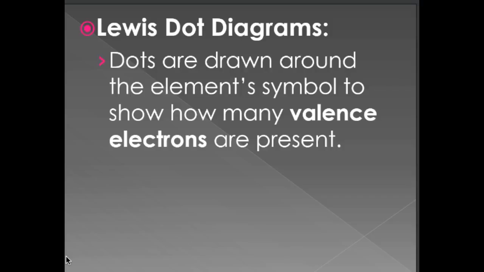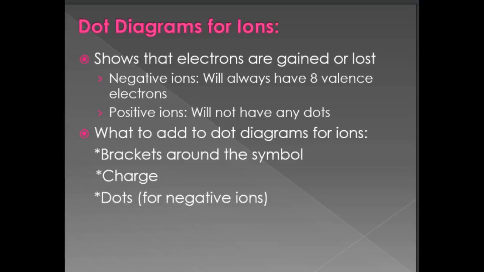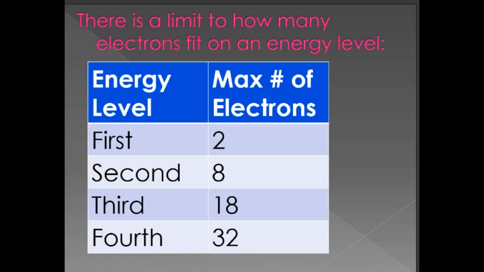We can represent the number of valence electrons in an atom by drawing something called a Lewis dot diagram. In a Lewis dot diagram, you draw the symbol and how many valence electrons are present around that symbol. For ions, we're going to show how many electrons are gained or lost. Negative ions are going to gain electrons, so we're going to show 8 electrons around the atom. Positive ions are going to lose electrons, so we're not going to draw any dots around the atom. When we draw ions, we're going to draw brackets around the symbol. We're going to put a charge, and we're going to put dots to show for negative ions when we've gained electrons. We're going to go through examples in class of how to do Lewis dot diagrams.